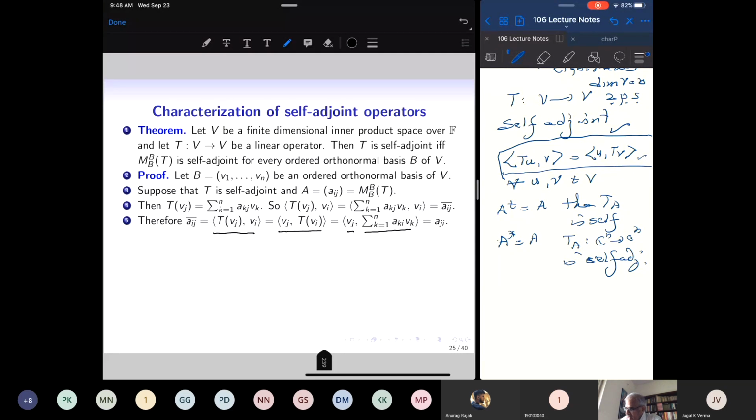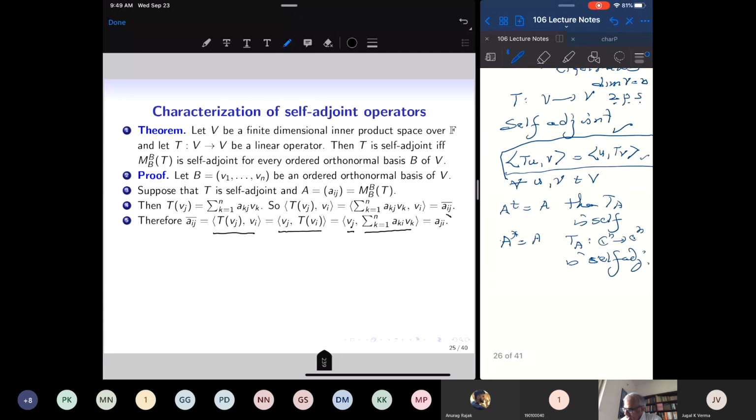When I take the inner product of v_j with v_k, I get 0 if k is not equal to j, and I get 1 if k equals j. This coefficient a_ki will come out as a_ki because it is lying in the second coordinate. That is the conjugate linear property of inner products on a complex inner product space: coefficients in the second coordinate come out as they are, but a complex number in the first coordinate comes out as its conjugate. So it is equal to a_ji.